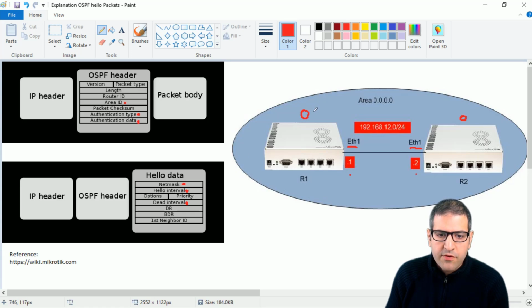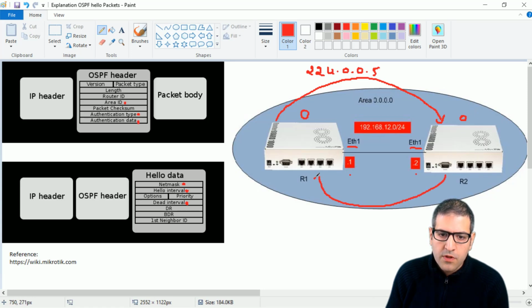Say that we enabled OSPF on router 1. Router 1 will directly send a hello packet to router 2 on the multicast address 224.0.0.5. Okay, and then it will wait for router 2 to answer back. If it doesn't answer back, then in this case there is no neighborship formed, and there is a reason why it doesn't answer back. Okay, same on router 2. When it enables OSPF, it also has to send a hello packet to 224.0.0.5.